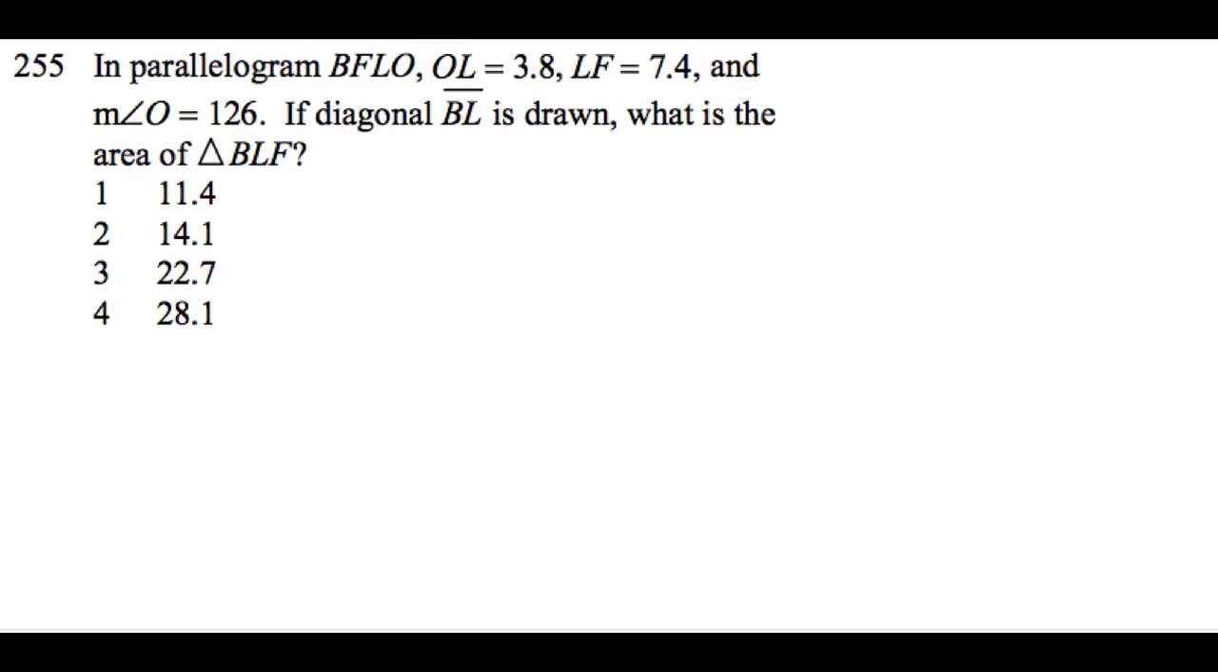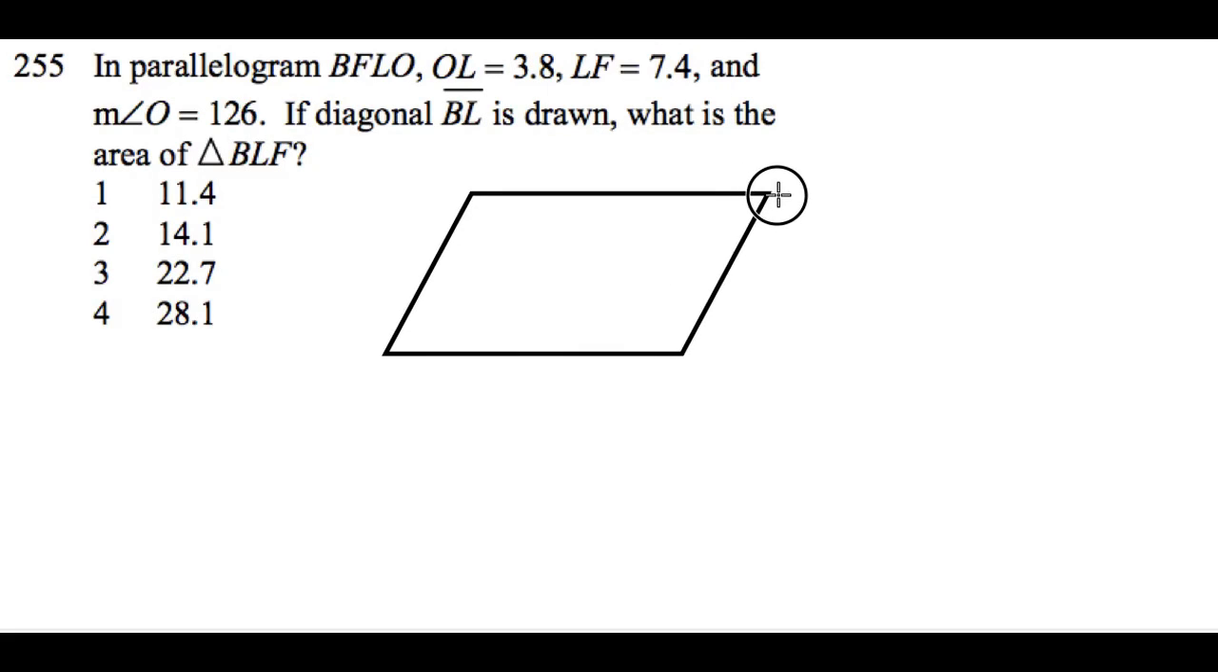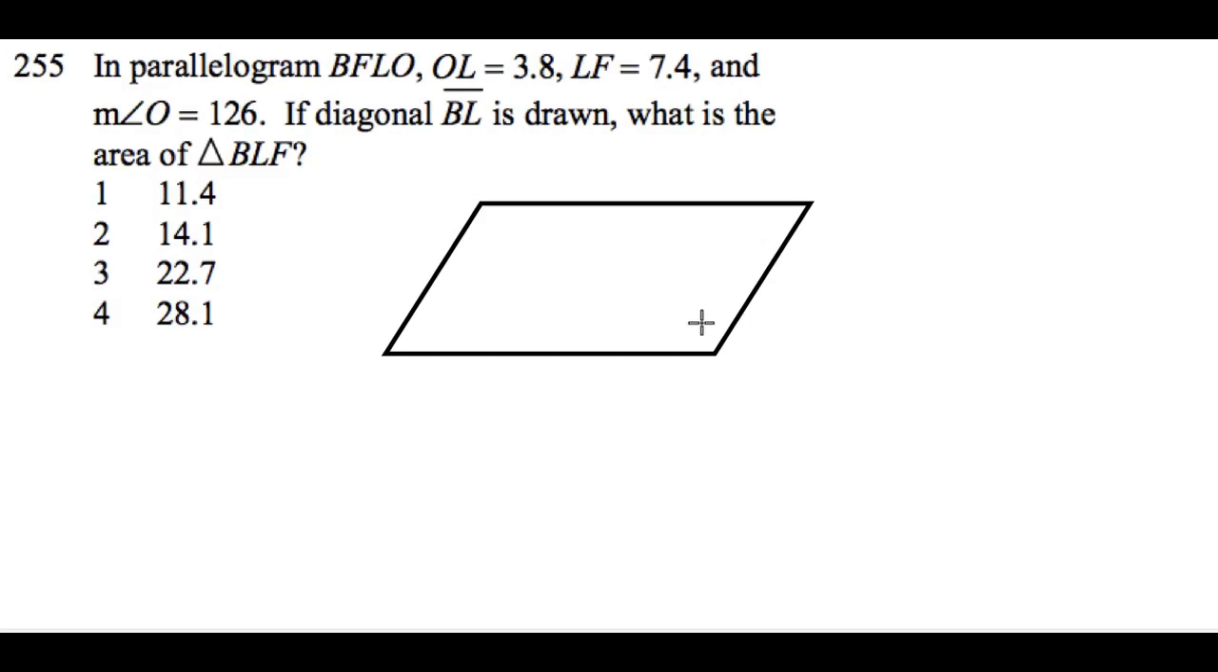Angle O is 126. I'm going to therefore assume that this is angle O and then this is 126. Then B, F, L, O. Then that's how we can express this. OL is 3.8 and LF, which is this one, is 7.4. Now, since this is 126, then we can figure out this angle.